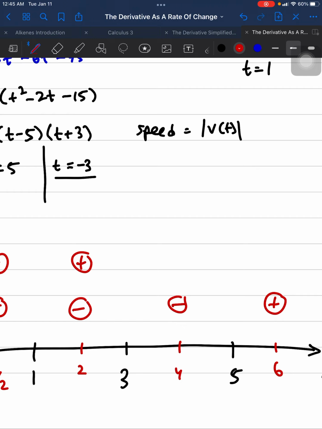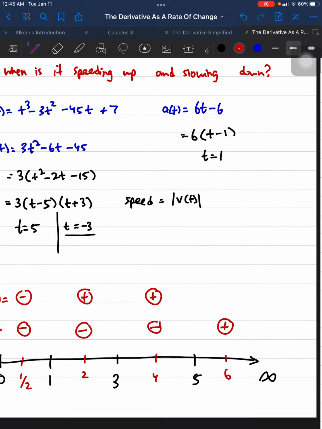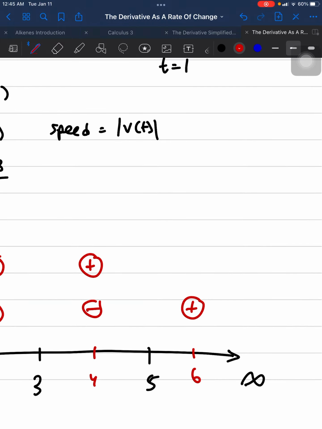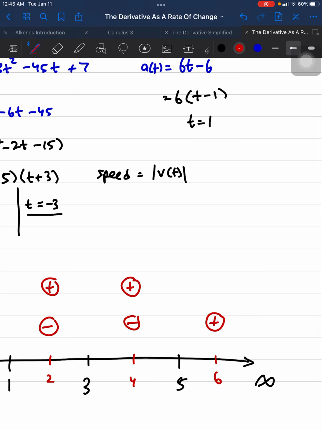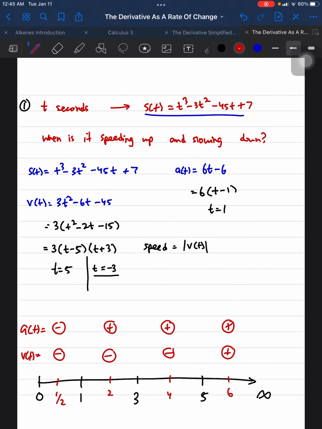Then when we plug in 4, we get another positive value of 18, between 3 and 5. And from 5 to infinity, when we plug in 6 into the acceleration function, we get another positive value of positive 30. So from 0 to 1, the acceleration function is negative, and from 1 to infinity, the acceleration function is positive.